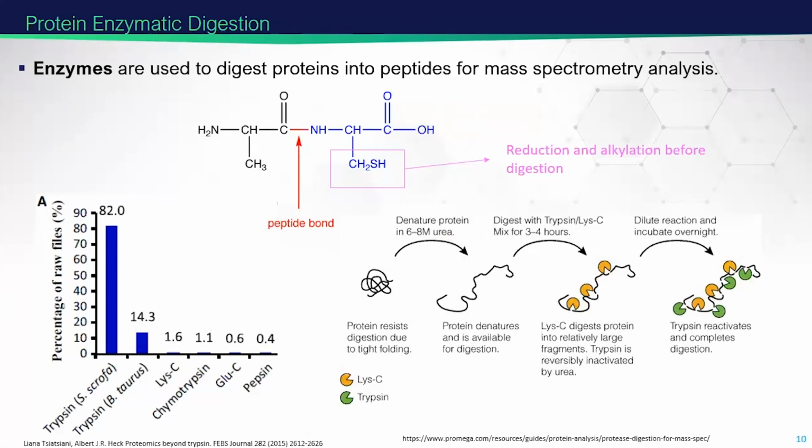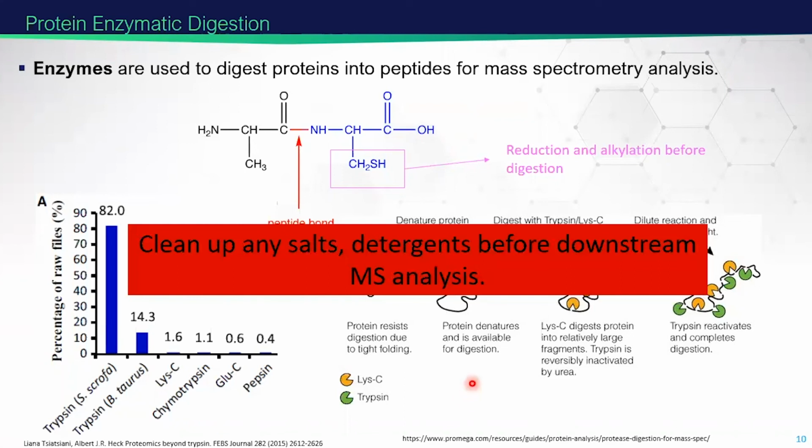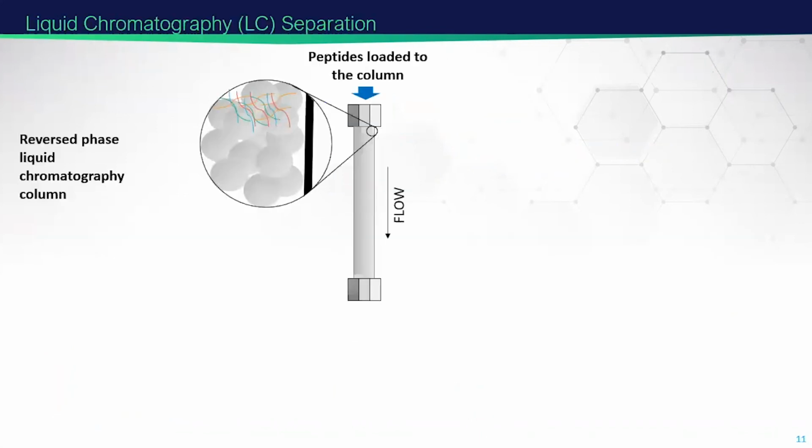And also, before you send your peptides into the mass spec, you need to clean up any salts or detergents, because salts and detergents are not good for mass spec. Now you can send your peptides into the mass spec.